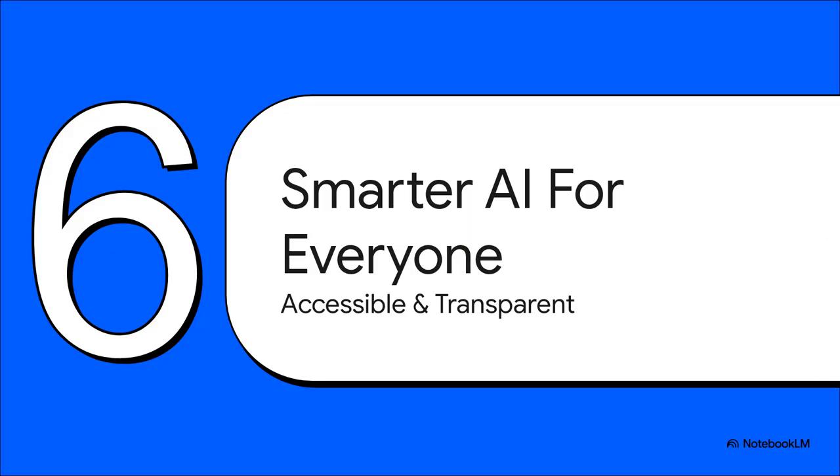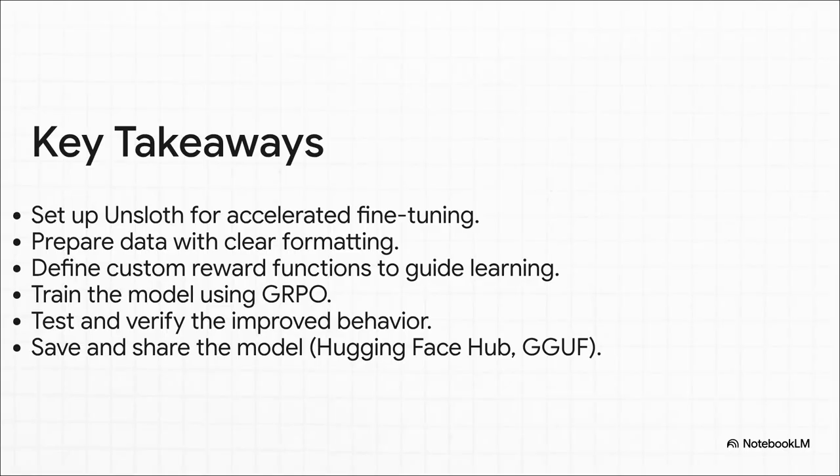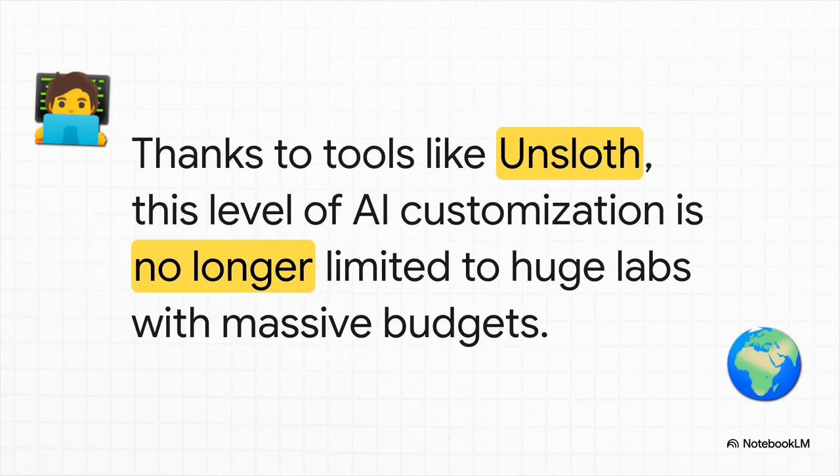So what we just walked through, it's more than just a cool technical experiment. This whole process really represents a major shift in making powerful AI tools more accessible, more transparent, and honestly, more useful for everybody. So let's just do a quick recap of the playbook here. This process gives us a clear, repeatable path to customize an AI's behavior. And you know what the best part is? Once you're done, you can save your new, specialized model and share it with the whole world on platforms like the Hugging Face Hub.